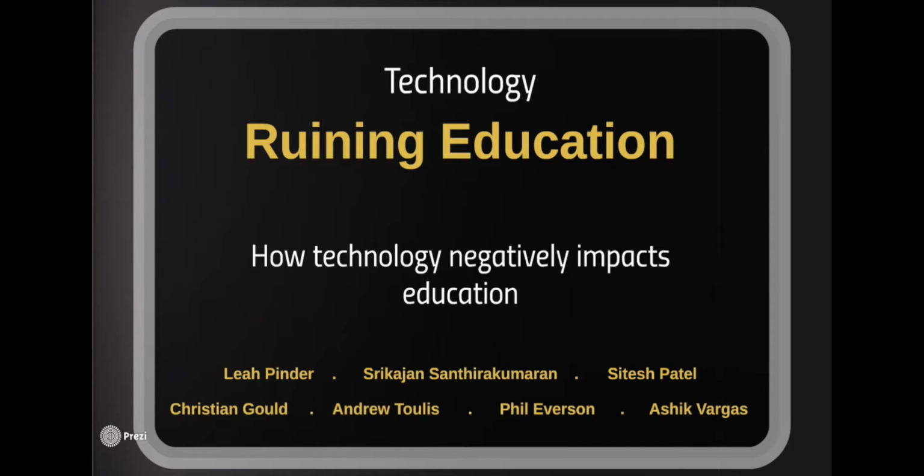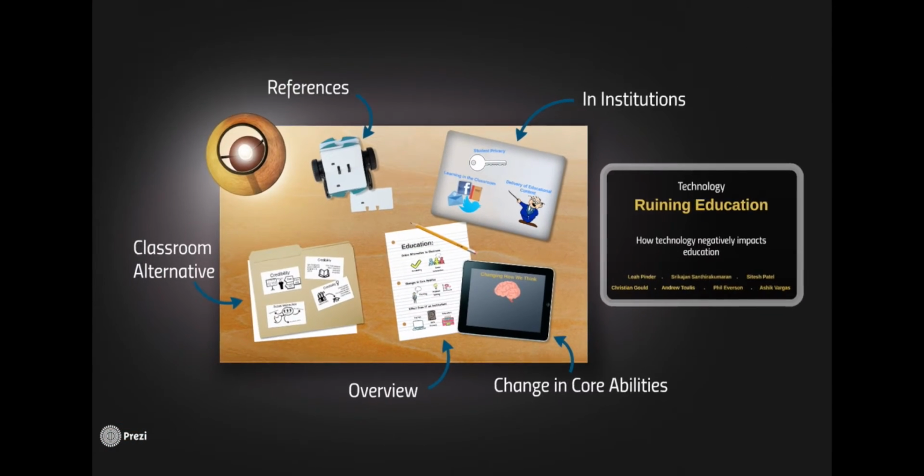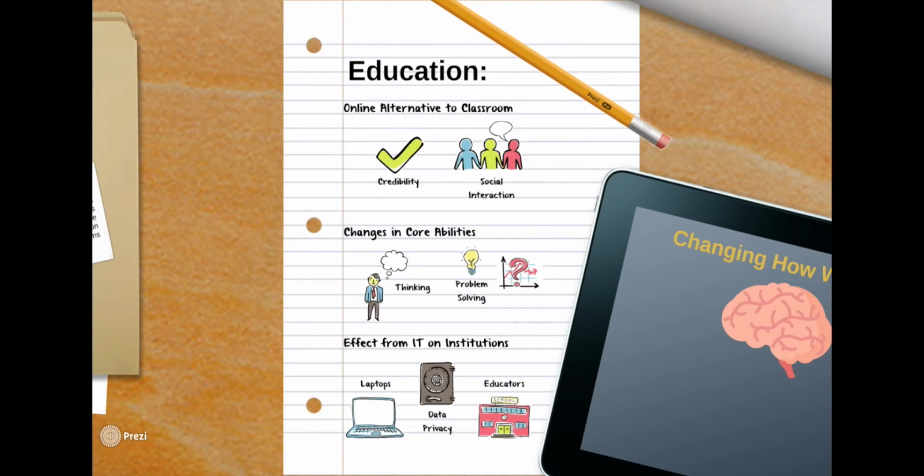Technology has had a major impact on many areas in our lives. In particular, it has the potential to ruin the education system in our country. The three main areas we will focus on are the use of online courses as an alternative to the classroom, how technology negatively changes our core abilities, and the negative impact of IT on institutions.